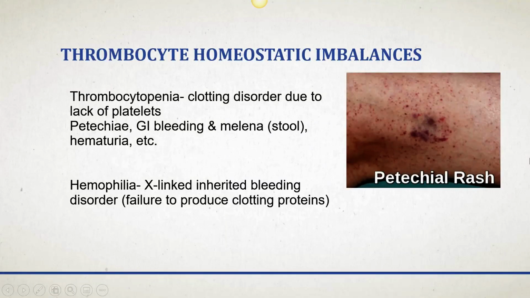So some homeostatic imbalances associated with thrombocytes. Thrombocytopenia. Penia, remember, is not enough, so that means that you don't have enough thrombocytes. It's a clotting disorder due to a lack of platelets. What you'll see on the patient is petechiae, and you can see that on the surface here, like little bruises or blood clots under the skin. Gastrointestinal bleeding and melena, or blood in the stool. Melena is a black stool due to bleeding that happens early on in the digestive tract. And hematuria, or blood in the urine, and all sorts of other stuff.